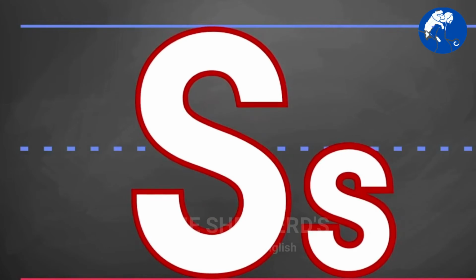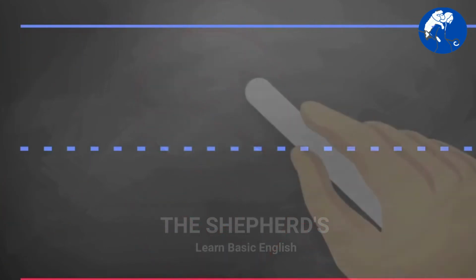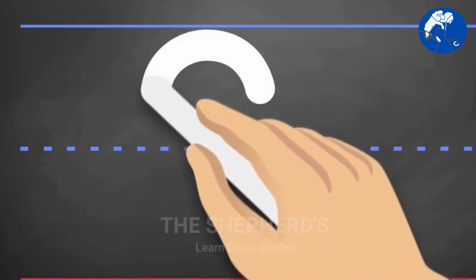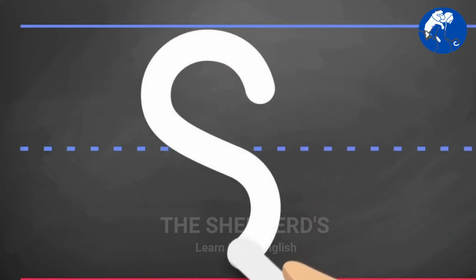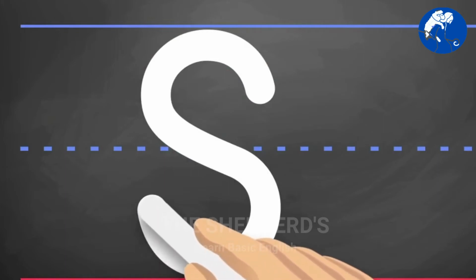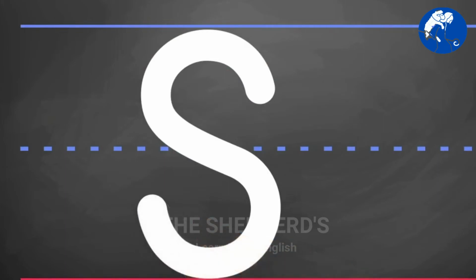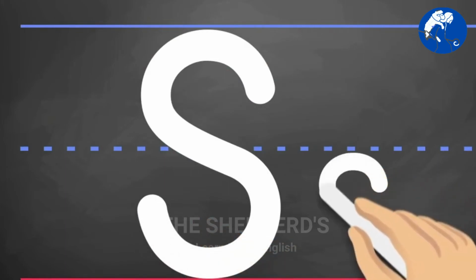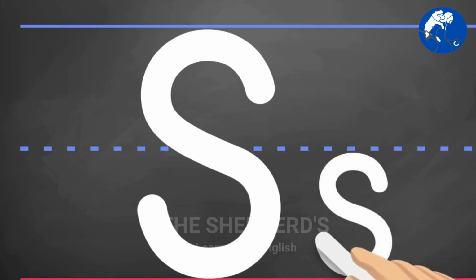The letter S. Uppercase S. Pull back, around, down, and around up. Lowercase s. Pull back, around, in, back, around, up. What a star!